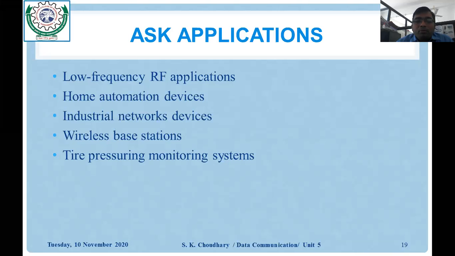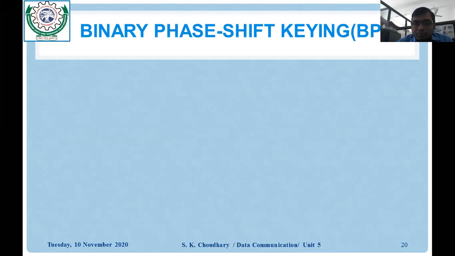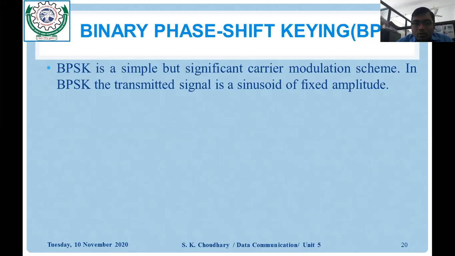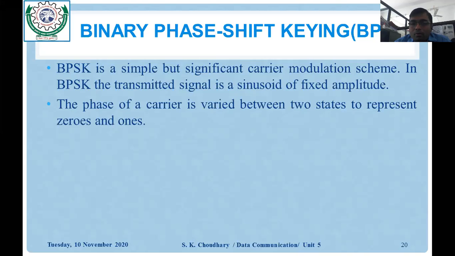Now we move to the next modulation technique, that is binary phase shift keying, BPSK. So BPSK is a simple but significant carrier modulation scheme. In the BPSK, the transmitted signal is a sinusoid of fixed amplitude. Only the phase of the carrier is varied between the two states to represent the zeros and ones.